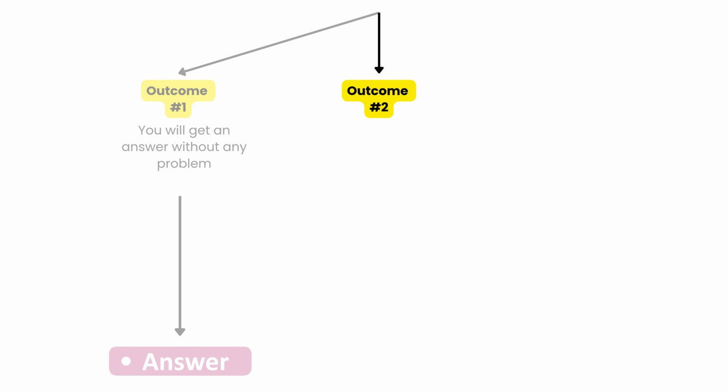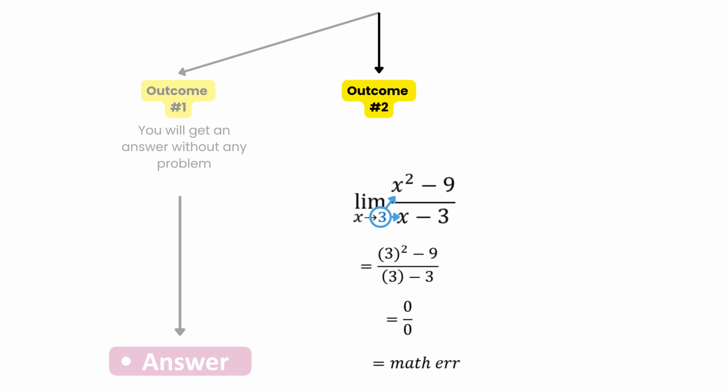The second outcome we can get is when you substitute the limit approach and try to punch it into a calculator, and boom, you get a math error. Let's check out the next example. When we substitute the limit approach and punch it into the calculator, we get a math error. That means algebraically, something's not adding up.